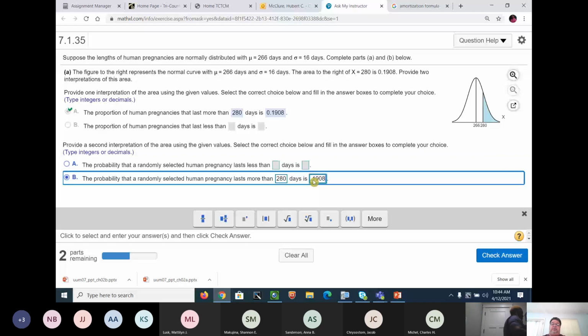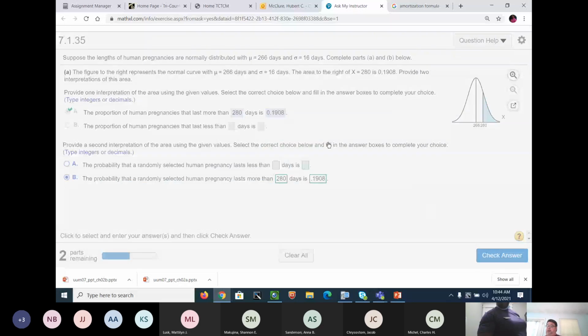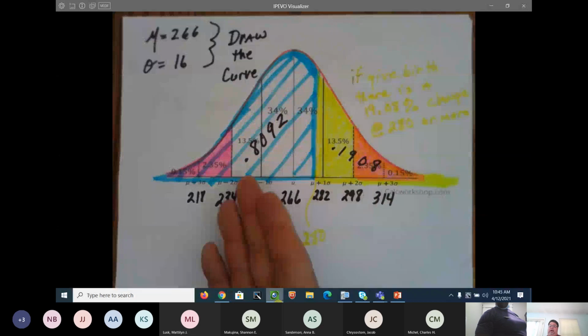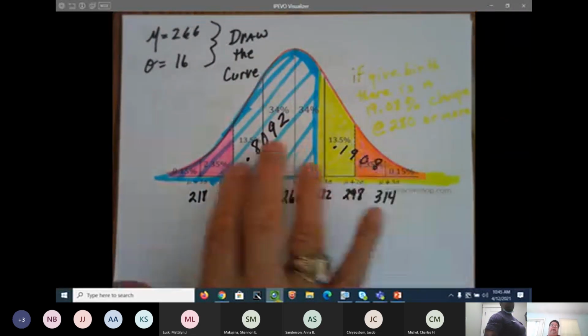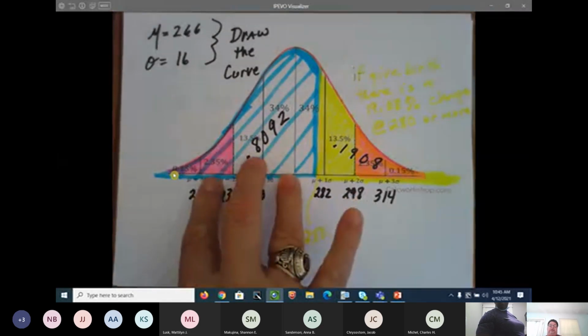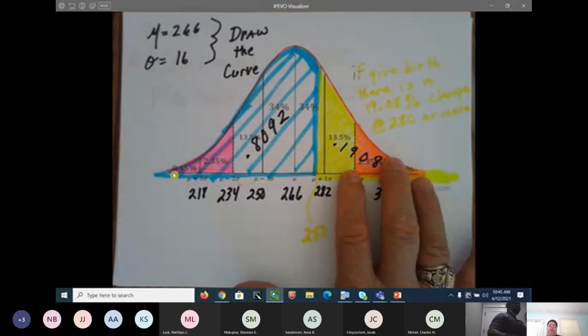Do they say the same thing? Yes. But they're trying to get you to learn something here. They're trying to get you to learn how to read the right side and read the left side. Right side, left side. Left side is less than 280. The yellow side is more than 280.